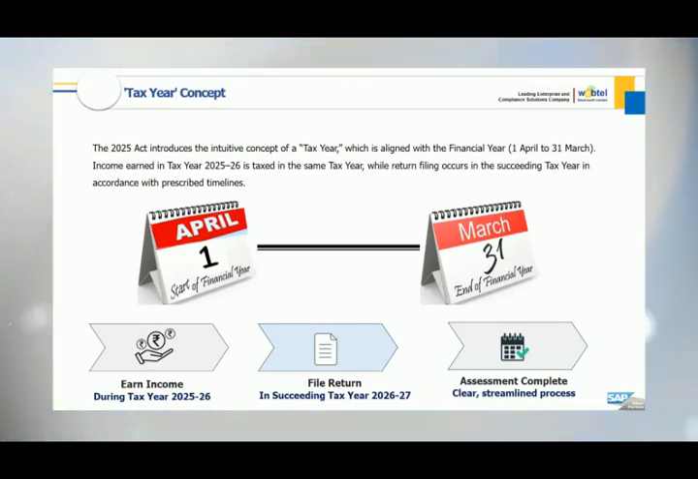Tax year concept. The Act introduces a single tax year, running from the 1st of April to the 31st of March. Income earned during tax year 2025 to 2026 is taxed in the same year. Returns are filed in the succeeding tax year as per timelines. This removes confusion caused by the earlier dual-year system and makes assessment more straightforward.